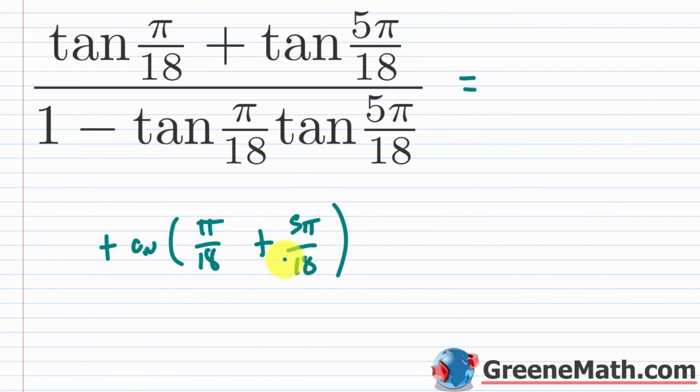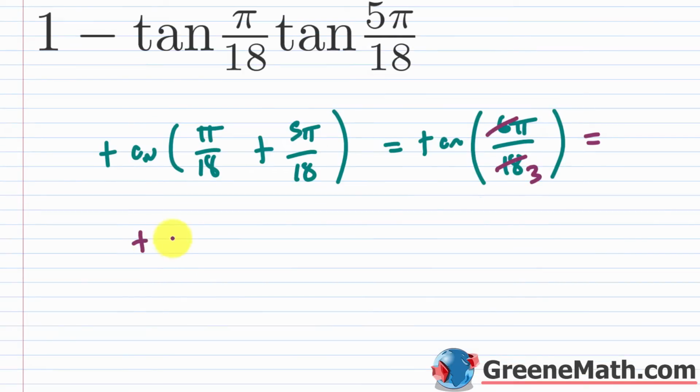Okay, so I already have a common denominator. So I'll just say this is the tangent of 5 pi plus pi, which is going to be 6 pi, so this is 6 pi over your common denominator of 18. Between 6 and 18, you have a common factor of 6. So 18 divided by 6 would be 3. Of course, 6 divided by 6 is 1. So this would be the tangent of pi over 3.